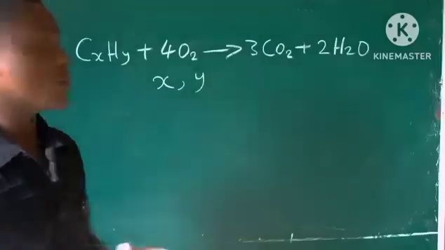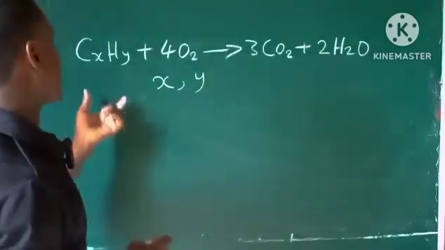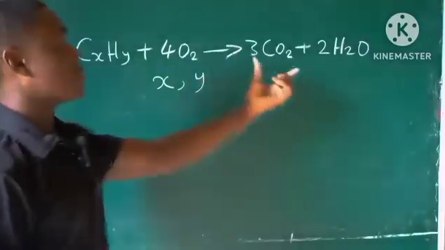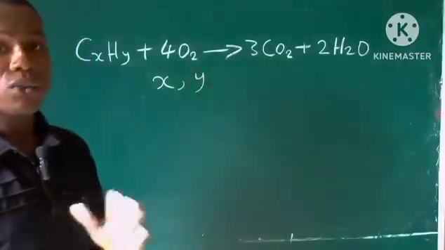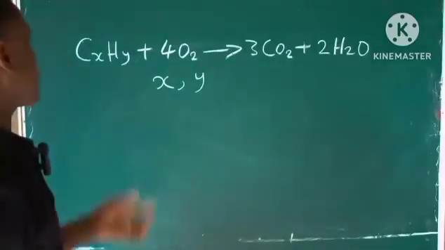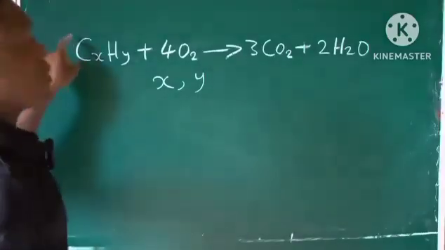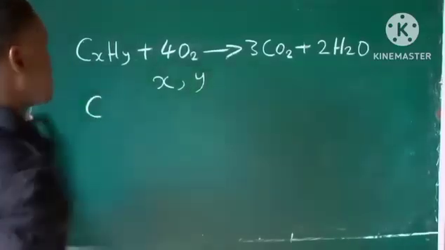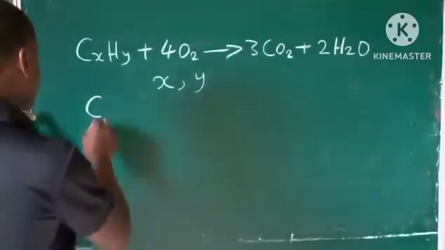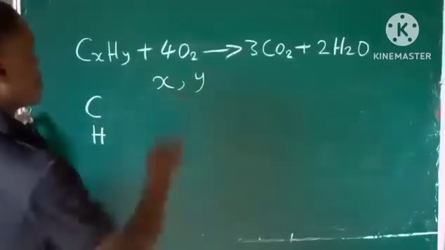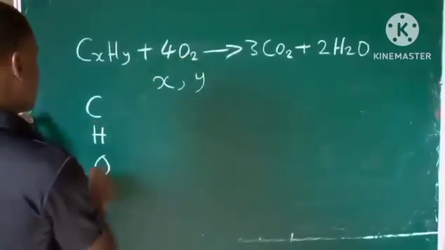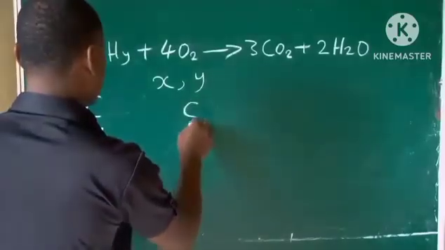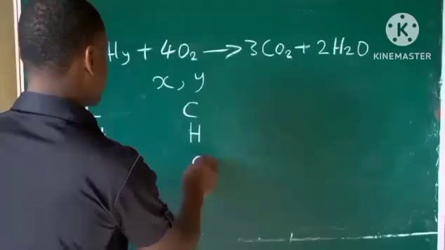balancing a chemical equation, first of all, you write out all the elements on your left side, okay? Also write out all the elements on the right side. So let's start from the left side. The first element we have is carbon, right? The second one is hydrogen, right? The third one is oxygen. So the same step, write all the elements here: carbon, hydrogen, and oxygen.